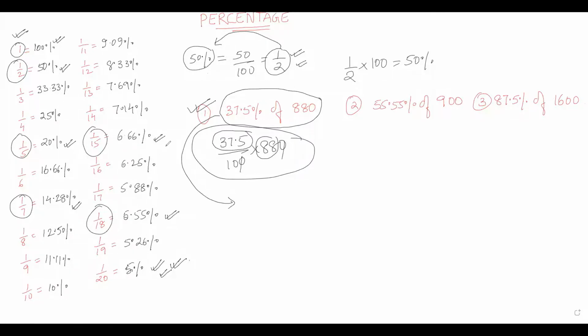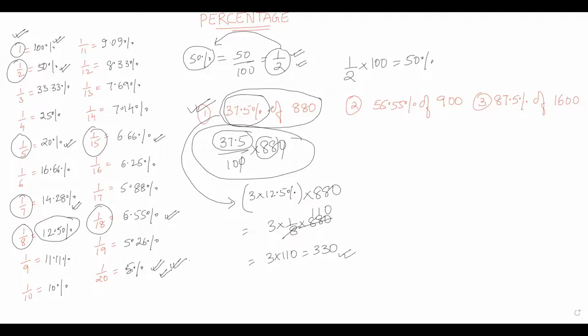But if you are able to remember this percentage to fraction conversion, then we can simply use that in a very convenient way. For example, 37.5% can be written as 3 times 12.5%, and this is times 880. Now we know that 12.5% is equivalent to 1 by 8. So this can be written as 3 times 1 by 8 times 880. Now simply we can cancel this out. So this is 110, and 3 times 110 will give us simply 330. So we can see here the calculation becomes very easy when we are able to convert this percentage into its equivalent fraction.